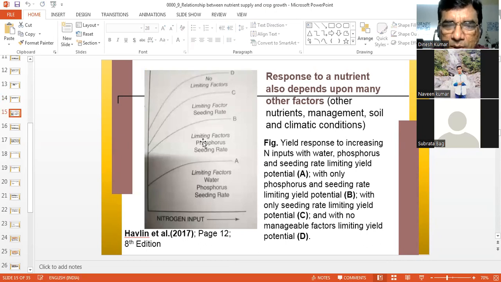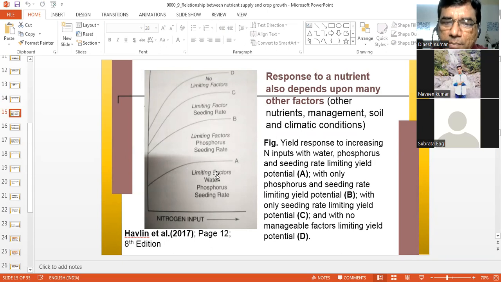So this is the case from the Havlin book. I have taken this example. So you can see here how different factors are interacting. Nitrogen, from left to right, is increasing. This is nitrogen input, the increasing quantity of nitrogen in soil. And then suppose there were only 3 limiting factors initially. There was not enough moisture in the soil, phosphorus levels were low and seeding rate was low. So there were 3 factors which were limiting initially.